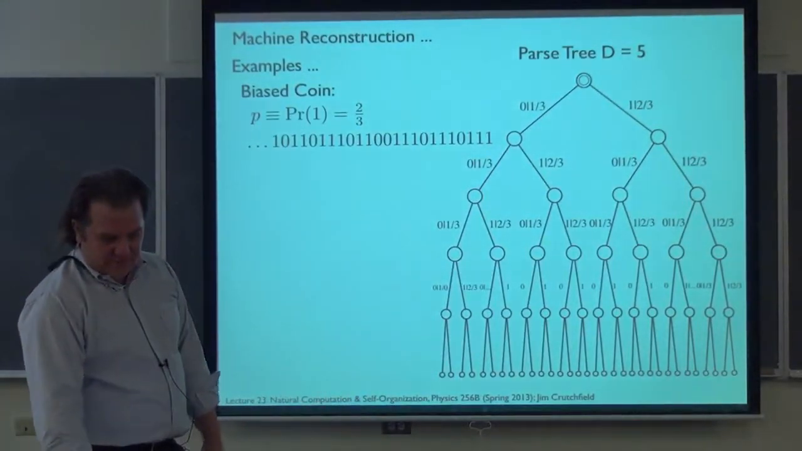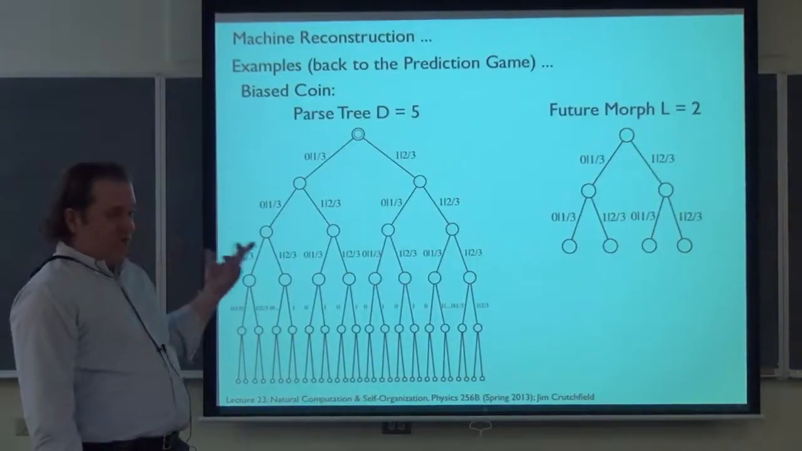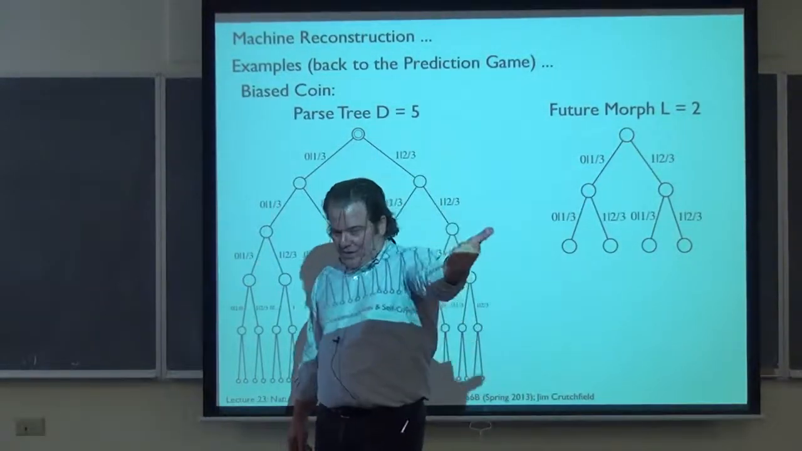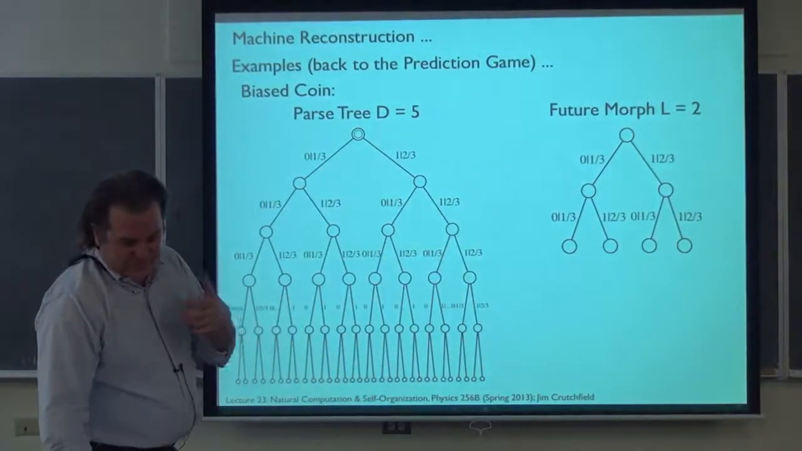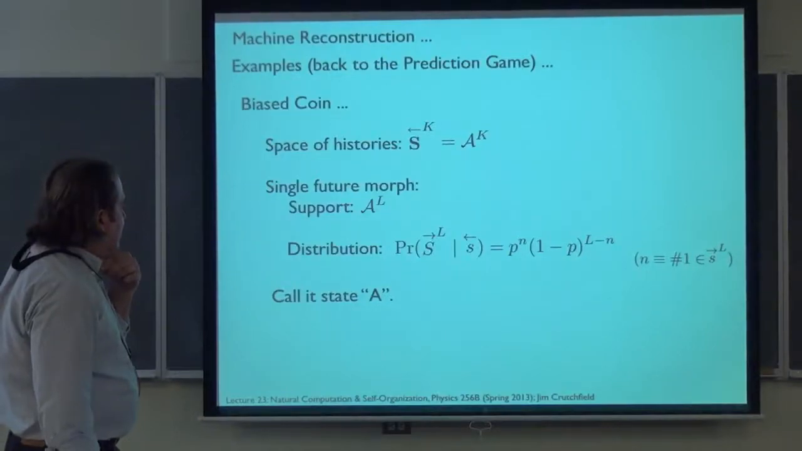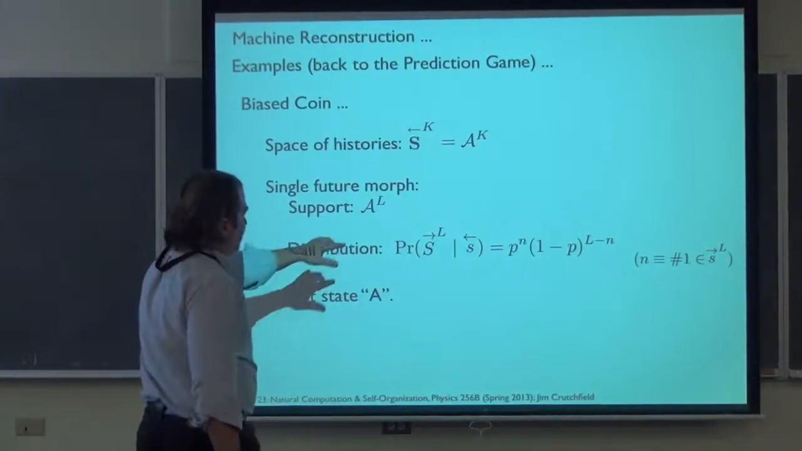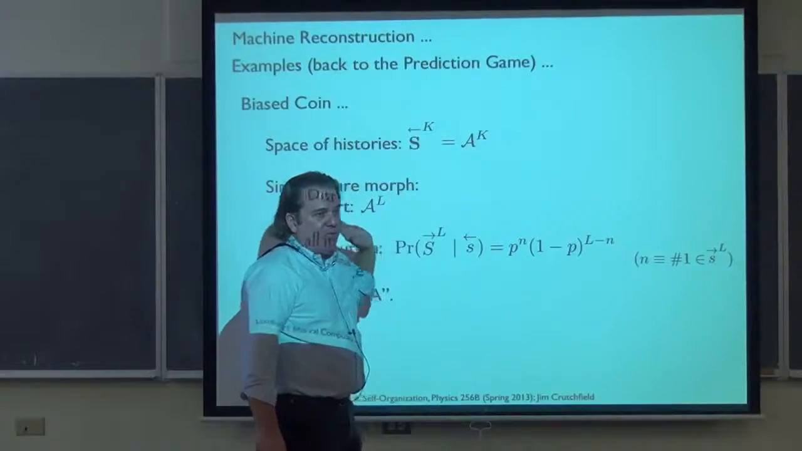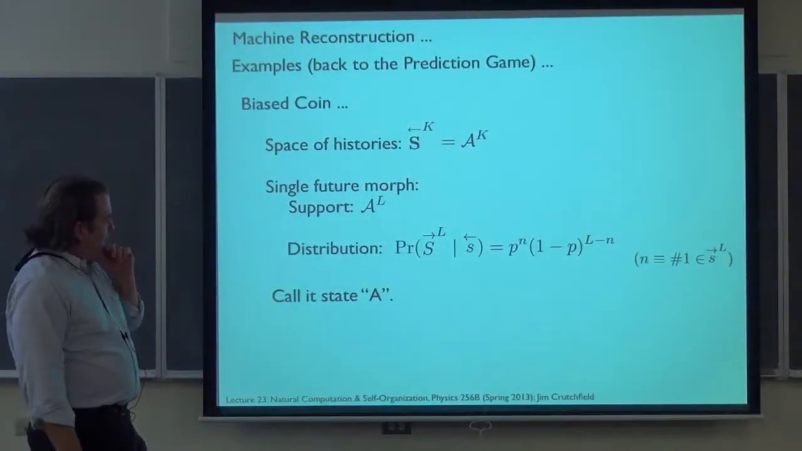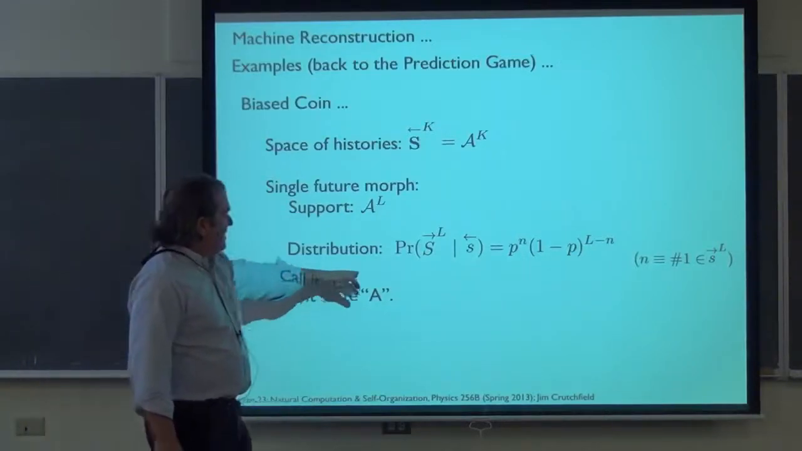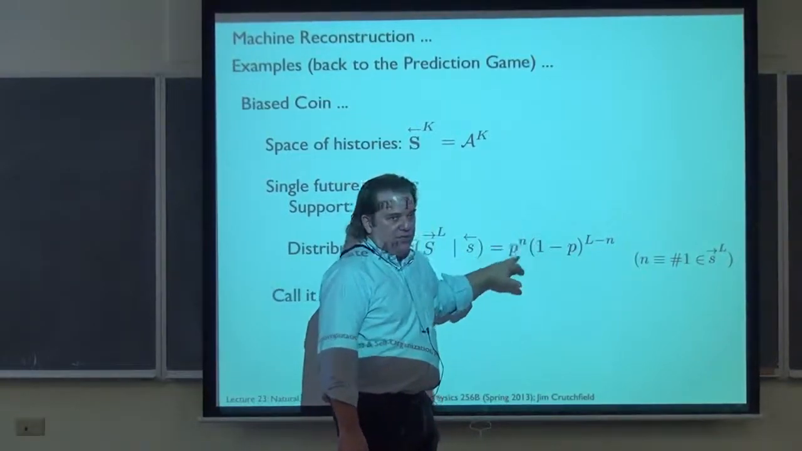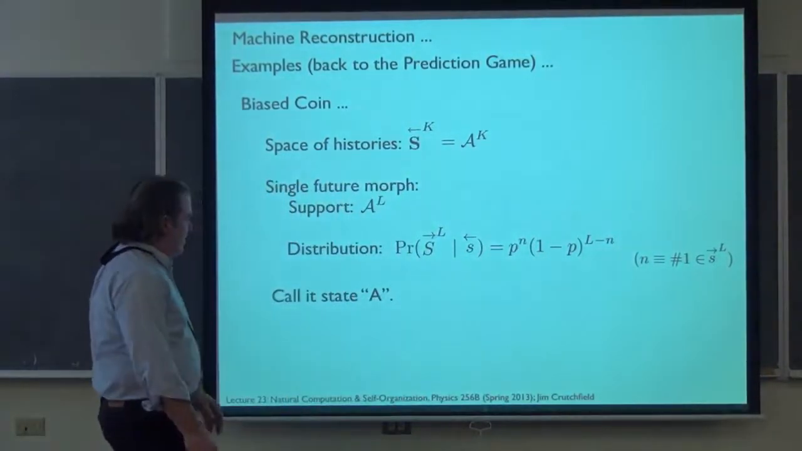So how many morphs are there? Just one of depth 2. Hence, there's one causal state. Same big space of histories. All sequences occur. What's changed from the fair coin is just this complicated set of probability amplitudes attached to each sequence. We can write out exactly what the morph is, conditioned on any history. We have this binomial distribution of futures. So that's nice closed form.